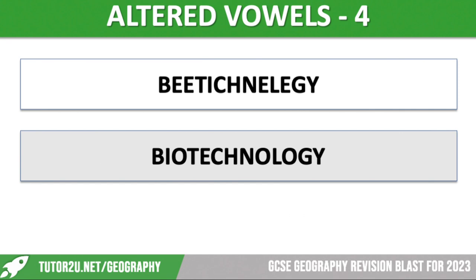But you can also modify plants to have more vitamins or proteins or to have a better flavour or to have a longer shelf life. And they can also be modified to be grown in poor conditions. So, for example, in droughts. But they're quite controversial. Many people are quite concerned about the possible knock-on impacts on the environment and human health of these genetically modified organisms.